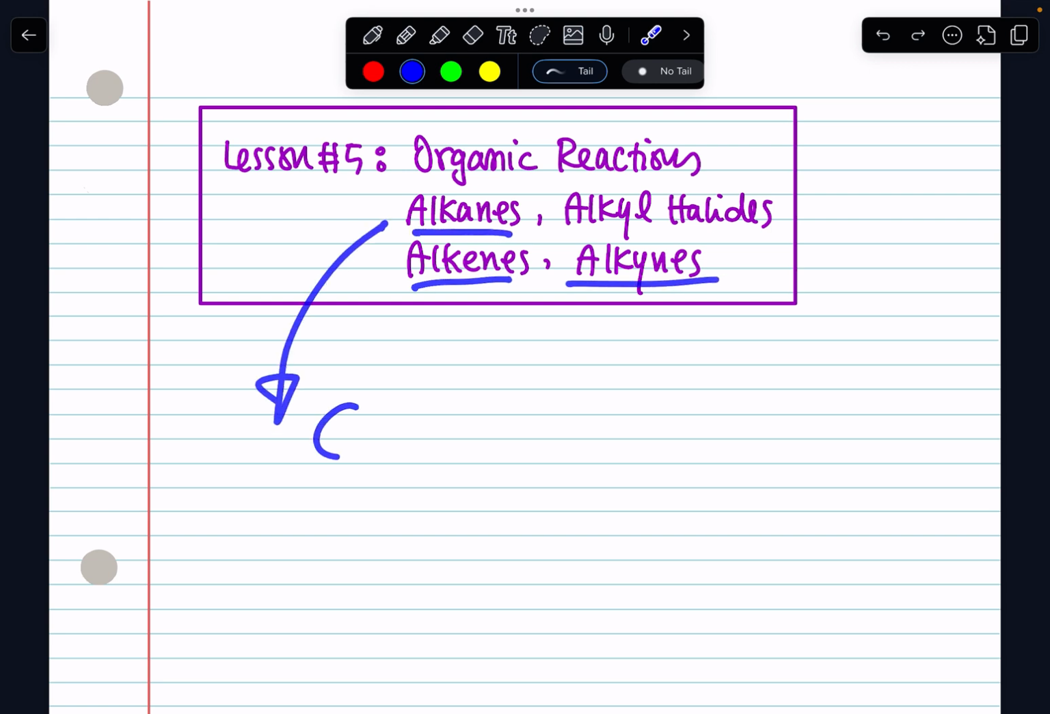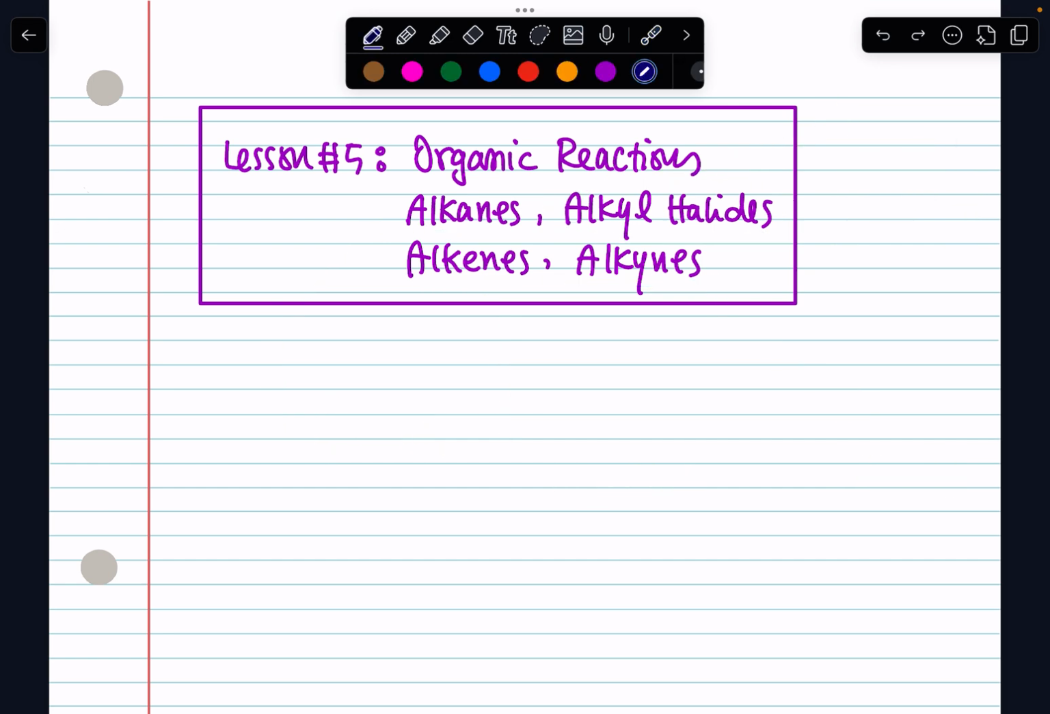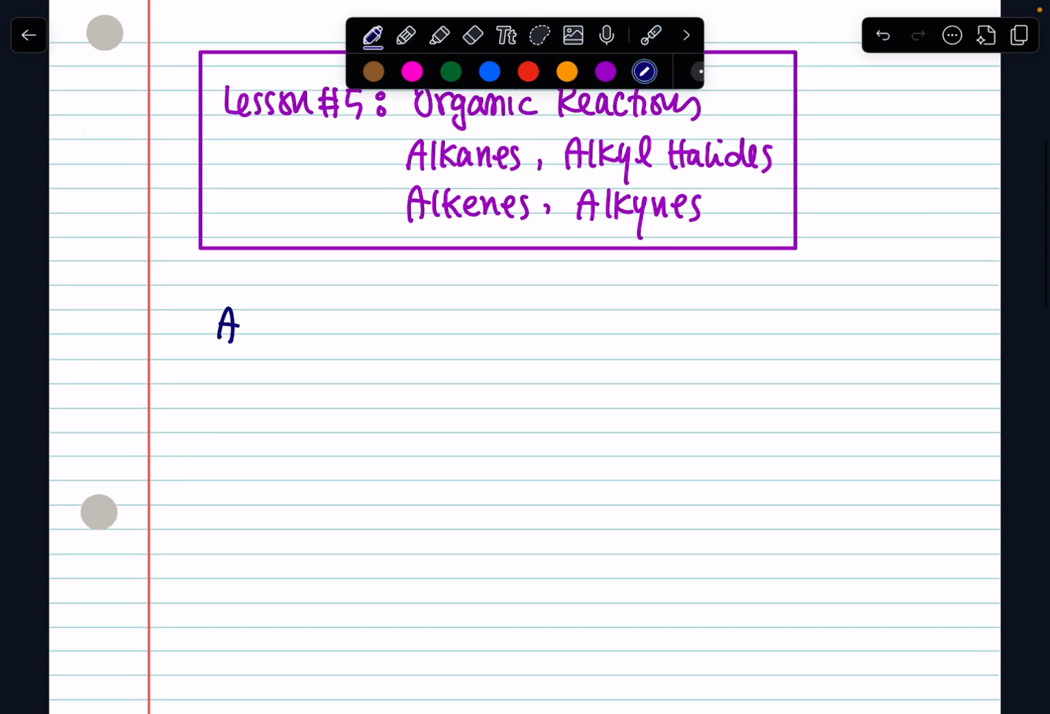Remember, alkanes have CC single bonds, alkenes have CC double bonds, and alkynes have CC triple bonds. And alkyl halides essentially have CX bonds, right? So you have a halogen, or X, in the molecule. So I'm going to start with alkanes. So let's start with alkanes reactions.